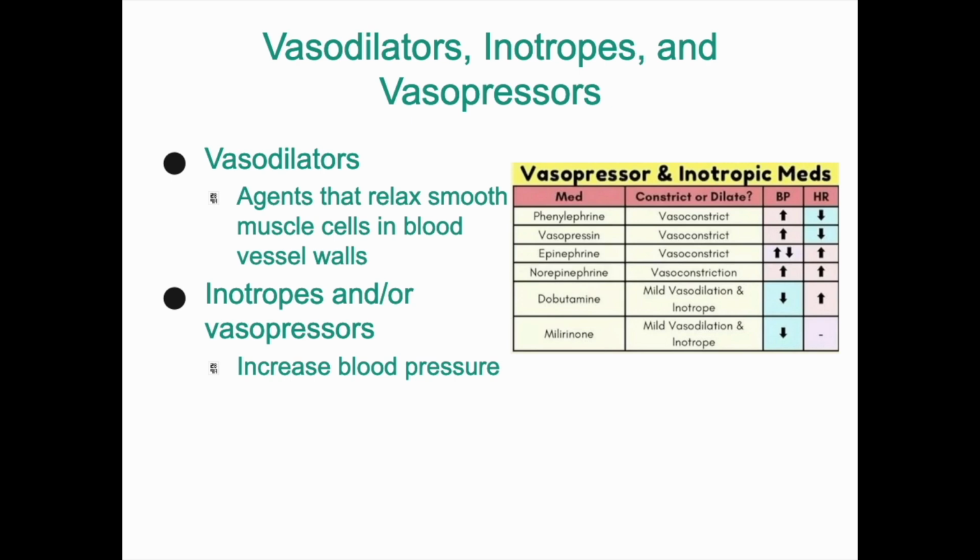Vasodilators, inotropes, and vasopressors. Now, dopamine and epinephrine are both classified as inotropes, which increase the strength of heart contractions, and vasopressors, which raise blood pressure by constricting blood vessels. Vasodilators are drugs that relax smooth muscle cells in blood vessel walls, leading to widening of the blood vessels and lowering blood pressure. Inotropes and vasopressors are used to increase blood pressure by improving heart function and constricting blood vessels.